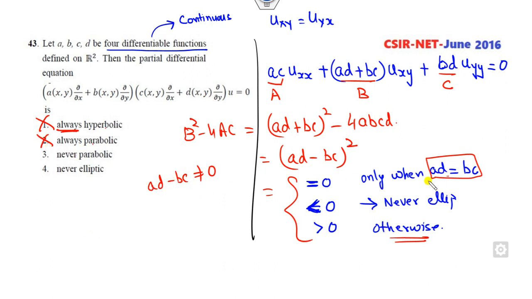Never parabolic, that's a wrong statement, whenever this condition is satisfied, it is parabolic. Never elliptical is the right answer. So look at that. If I consider all of A, B, C, D as 1, then this will be 0. So it's parabolic, but instead never parabolic. So the right answer is only D.